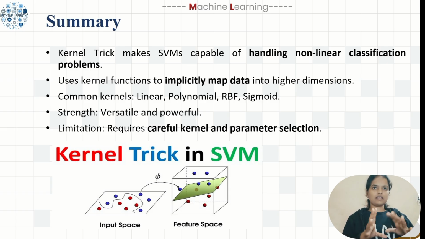The kernel trick makes SVM capable of handling nonlinear classification problems. It uses kernel functions to implicitly map data into higher dimensions. The strengths of the kernel function are that it is versatile, powerful, and it makes SVM computationally efficient. Then the limitations are that it requires careful kernel and parameter selection. If not, then overfitting or underfitting can occur, and there are no best results from the algorithm.